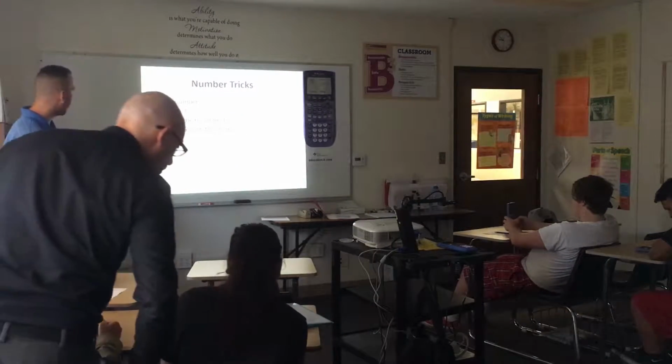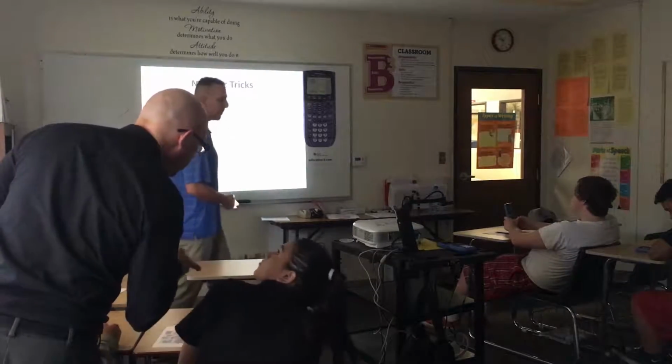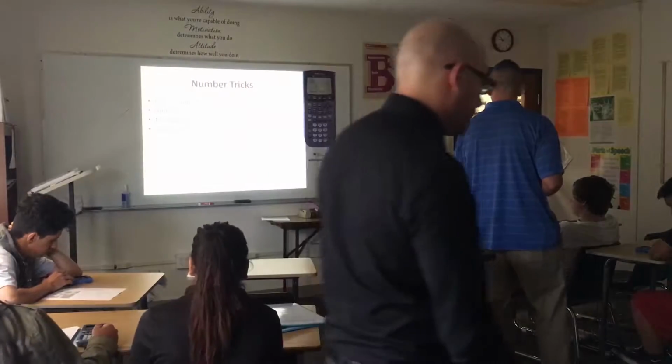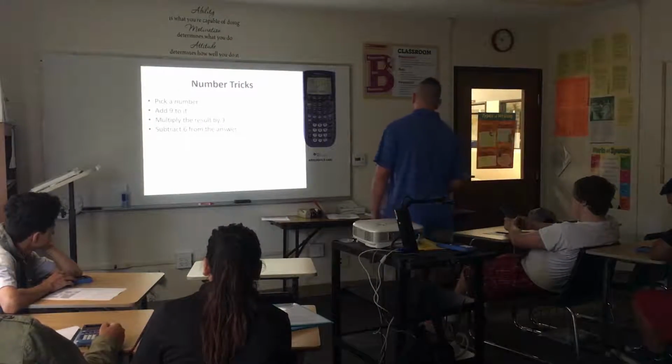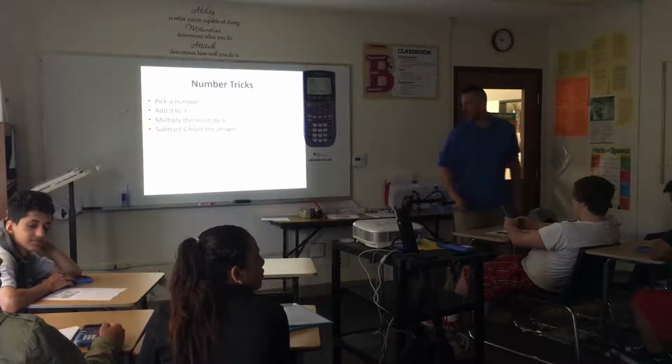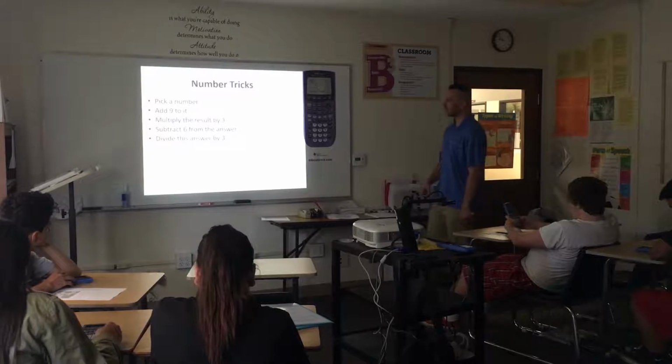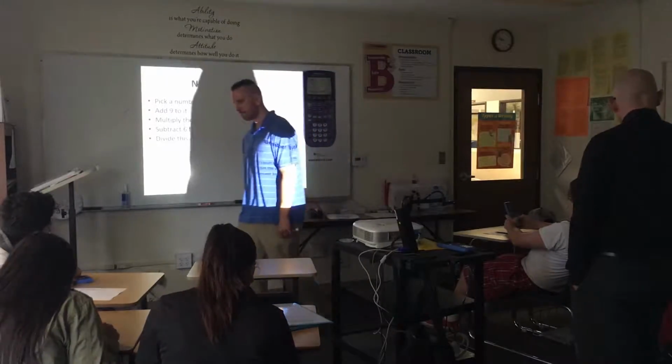So going back to your number that you got, add 9, multiply by 3, and then subtract 6 from your answer. Okay? And then you're going to divide your answer by 3. Divide your answer by 3.